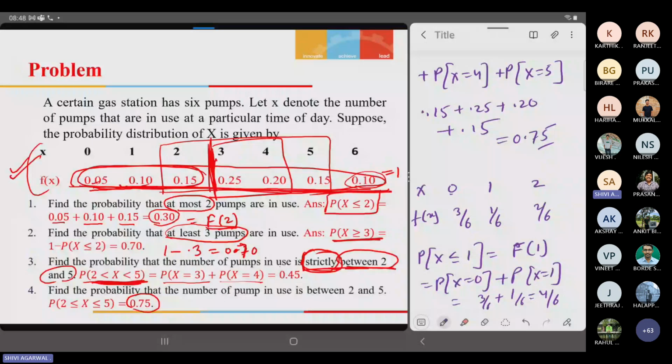F of x is equal to the probability when no pump is in use. X equal to 0 means there is no pump in use, and there is a probability of 0.05 that there is no pump in use. Okay. So what will I explain in this question?